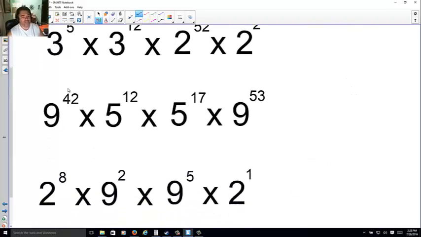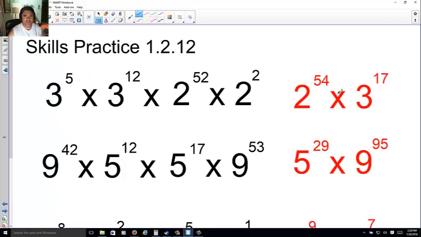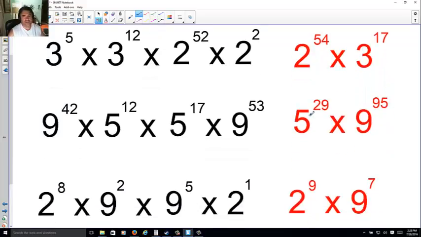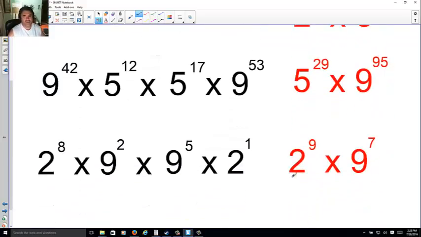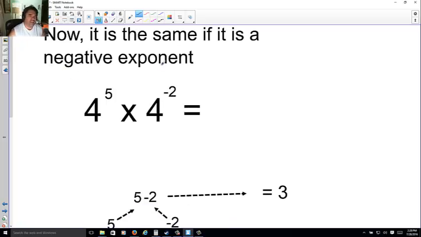Skills practice. Take these 3, go ahead and pause and combine. See how you did. I get 2 to the 54th, 3 to the 17th, 5 to the 29th, 9 to the 95th, 2 to the 9th, 9 to the 7th. Sounds groovy. Yeah. Now it's the same as if it is a negative exponent.